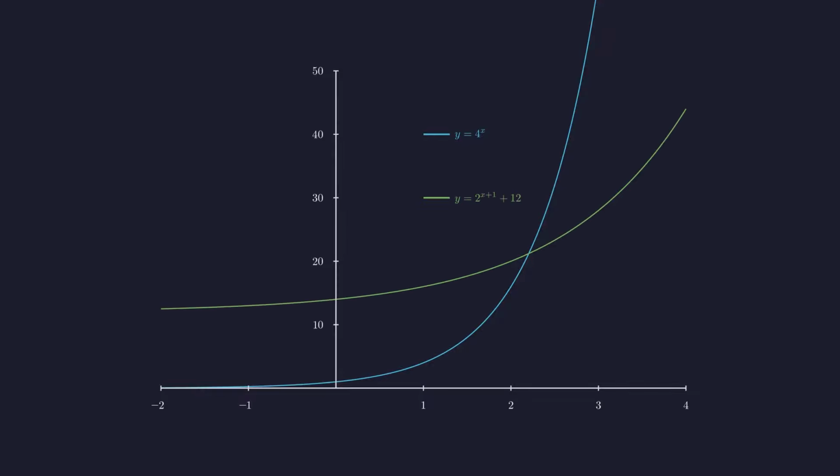Let's see what this looks like graphically. Here's a coordinate plane. The blue curve is y equals 4 to the x, and the green curve is the right side of our equation. They meet at exactly one point. This intersection point confirms what we found algebraically. The x-coordinate here is about 2.205, which is exactly log base 2 of 1 plus root 13.